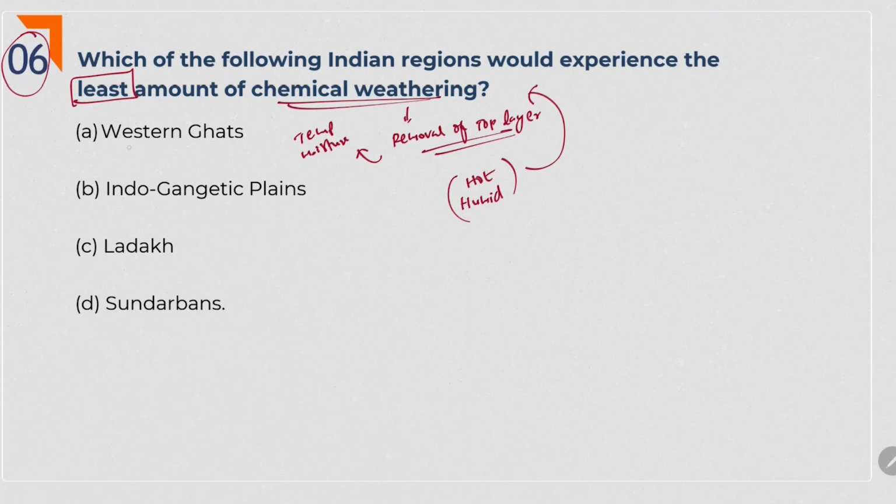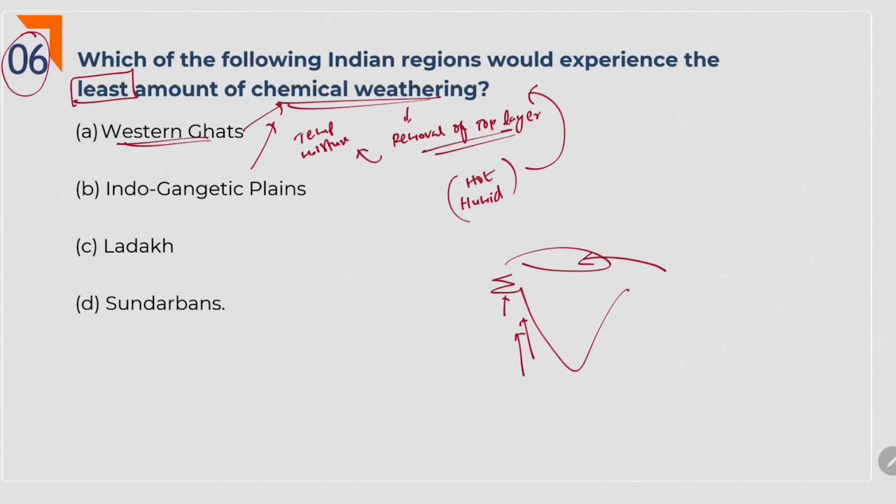If you see the options, Western Ghats, obviously, has a lot of rainfall because of the southwest monsoon and all. So this area is highly prone to chemical weathering. And we know that Indo-Gangetic plains also experience monsoon rains. We have seen that because of the southwest monsoon, winds go like this and create rain here. And the winds from the northeast also enter the northern plains and create rains. So here also we can see significant rainfall. If rainfall is there, chemical weathering happens. So Indo-Gangetic plains also experience chemical weathering.